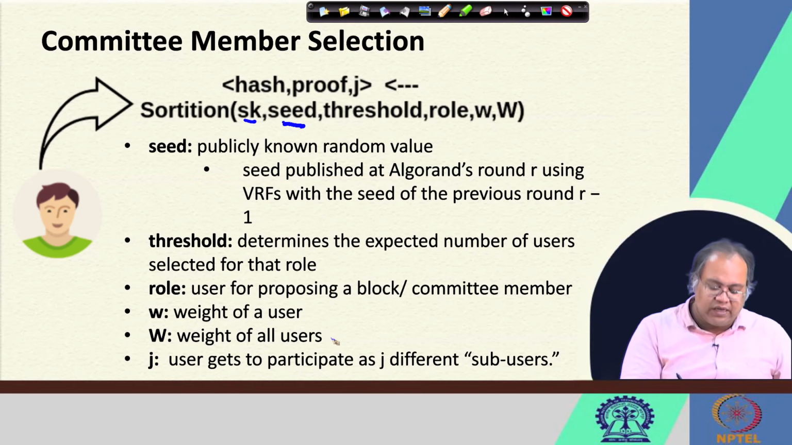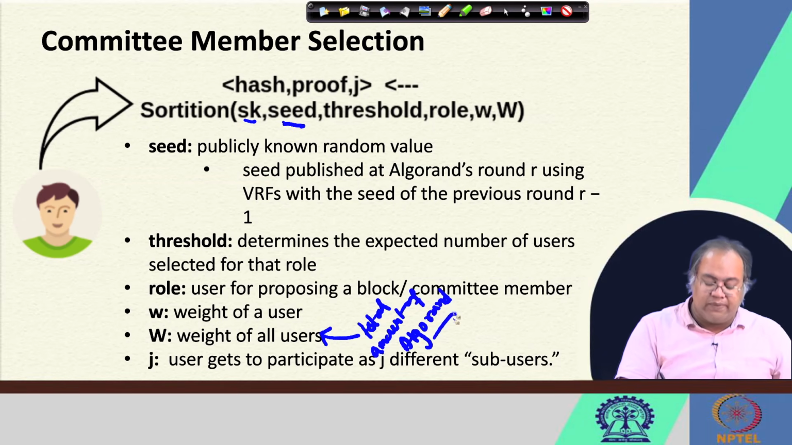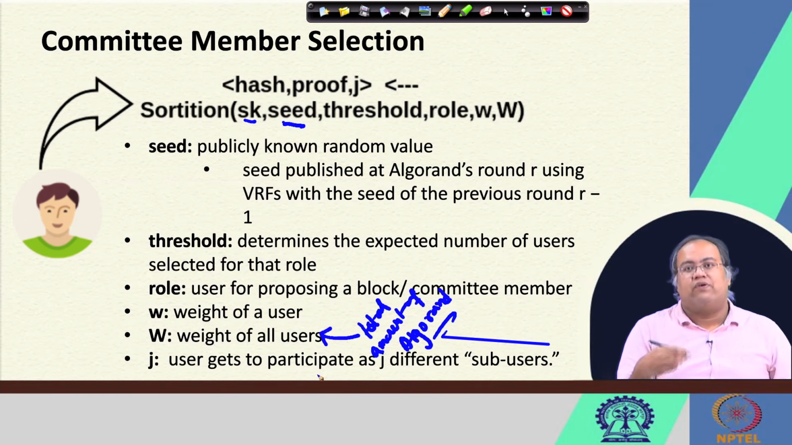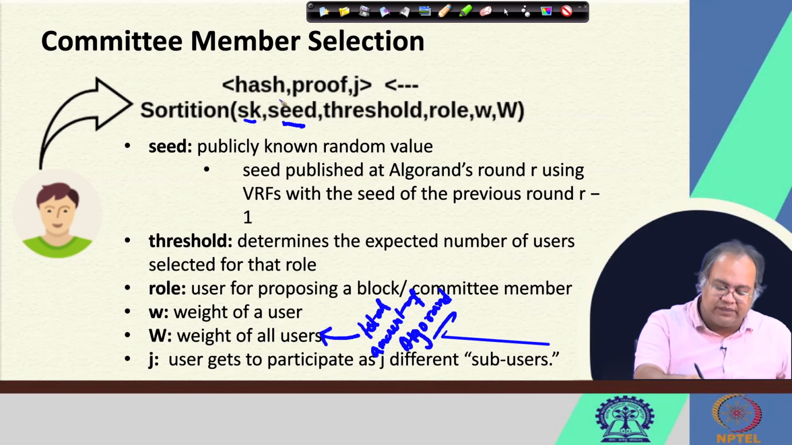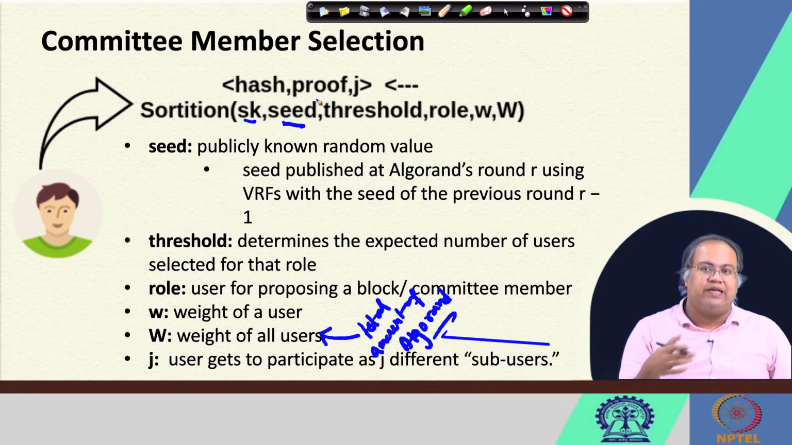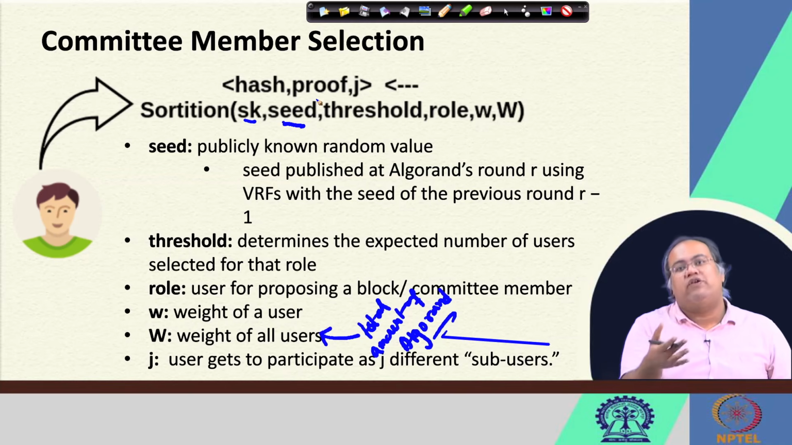The weight of all users is known, that is, the total amount of Algorand which is available in the system. And j is the number of sub-users of this user which get to participate as part of the committee. So, the user runs this sortition mechanism, and it returns a hash, a proof, and j. That information is used as a proof that I am going to be a part of the committee.